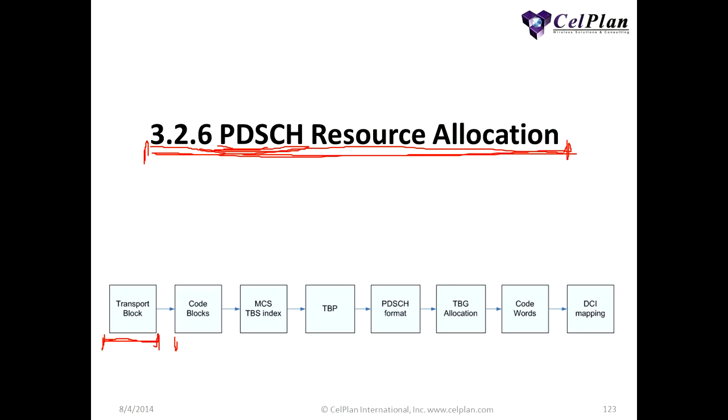This transport block, because of turbo coding, has to be broken into code blocks, and then it has to be modulated with a certain coding rate that the eNB estimates. When it's modulated, it uses a modulation and coding scheme, and based on the modulation and coding scheme, it is mapped to a transport block size index table.